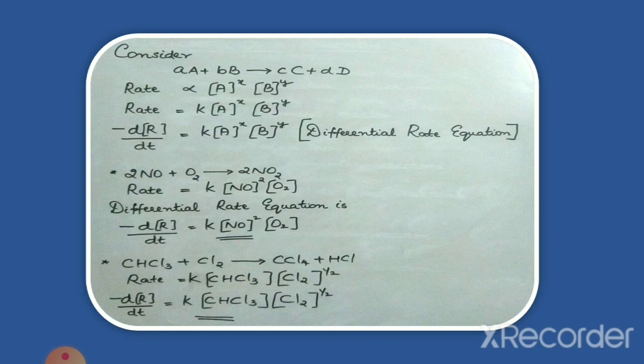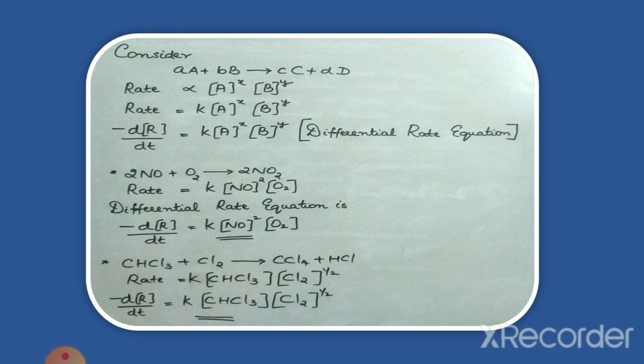Now consider the example: 2NO plus O2 gives 2NO2. The rate is given as equal to rate constant k into [NO] squared into [O2]. And what will be the differential rate equation? It will be equal to minus dR by dt is equal to k into [NO]^2 into [O2].